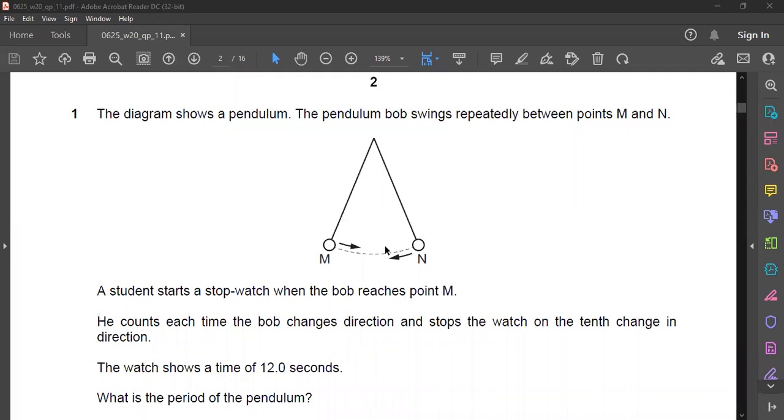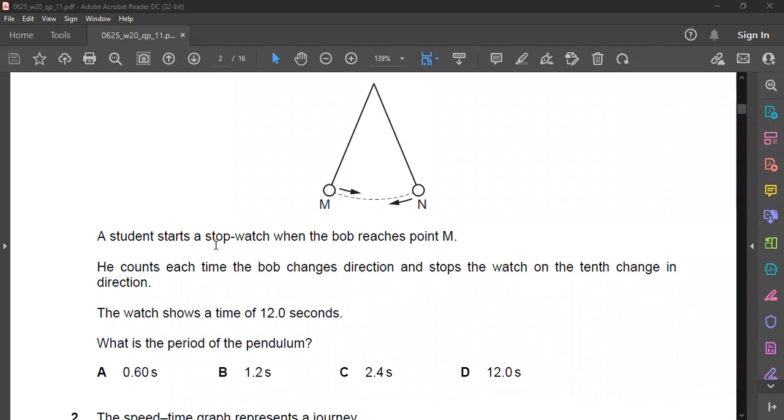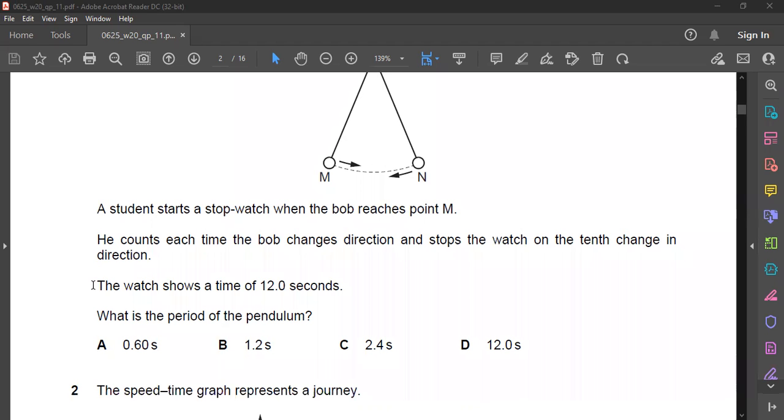The first question. The diagram shows a pendulum. The pendulum bob swings repeatedly between points M and N. A student starts a stopwatch when the bob reaches point M. He counts each time the bob changes direction and stops the watch on the 10th change in direction. The watch shows a time of 12.0 seconds. What is the period of the pendulum?